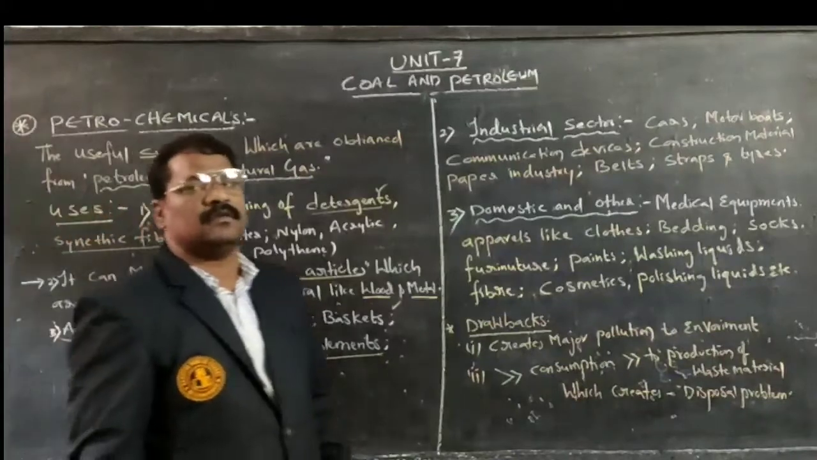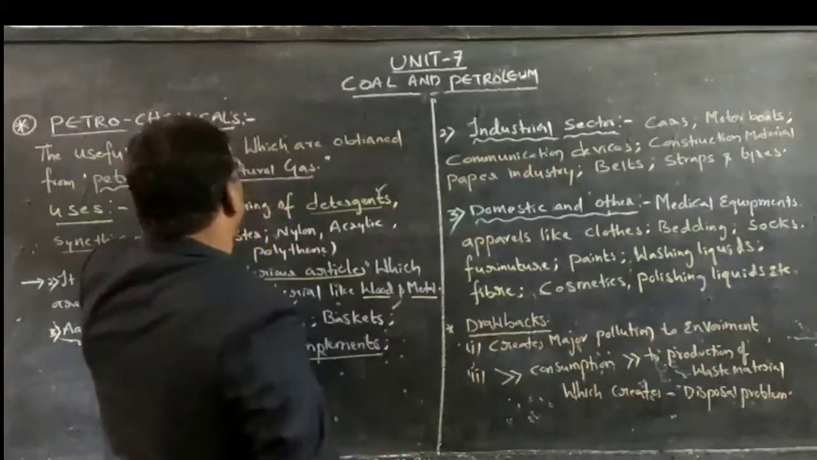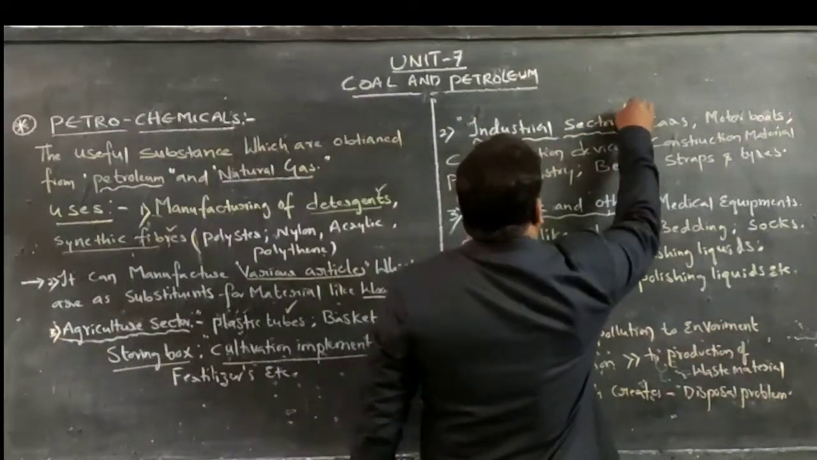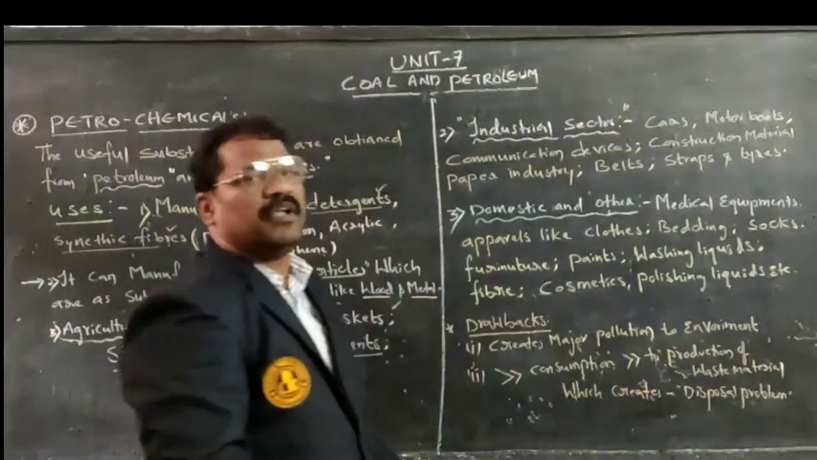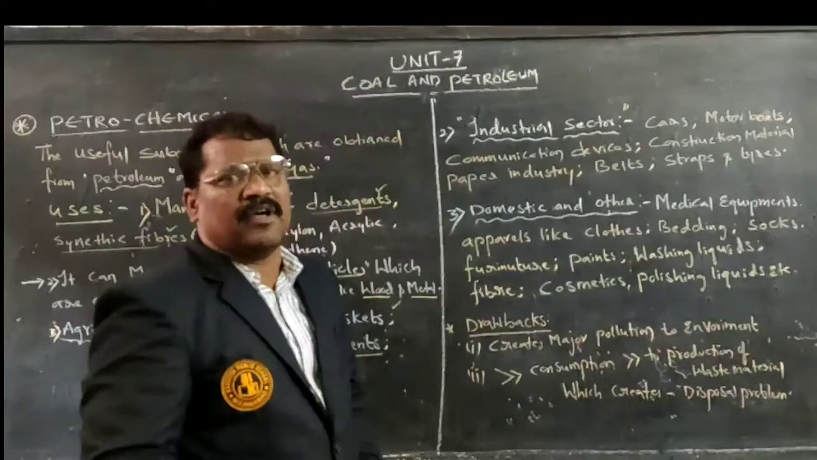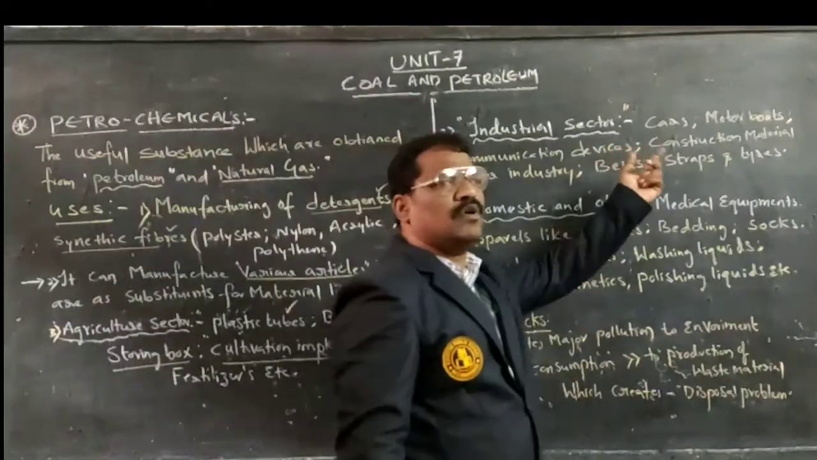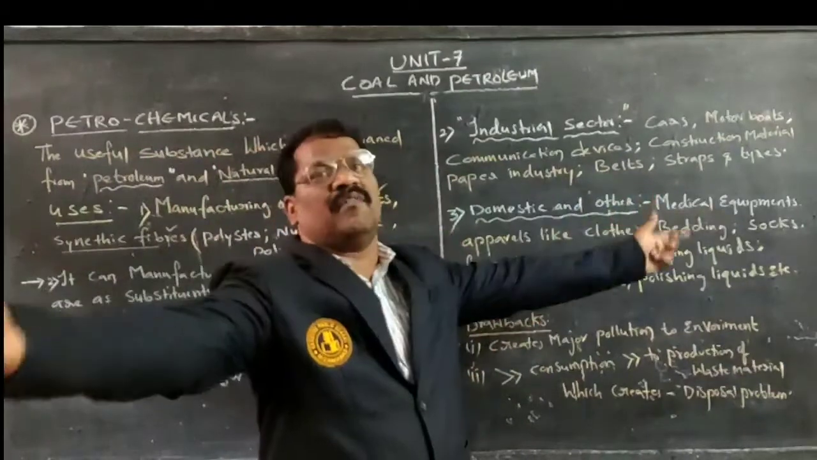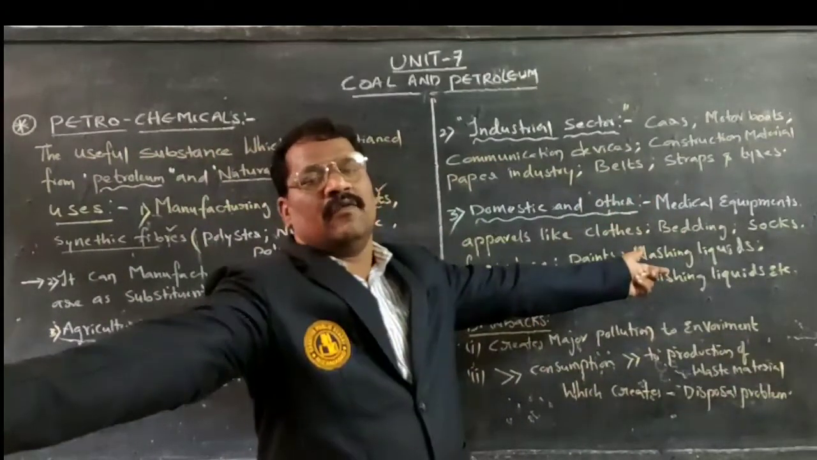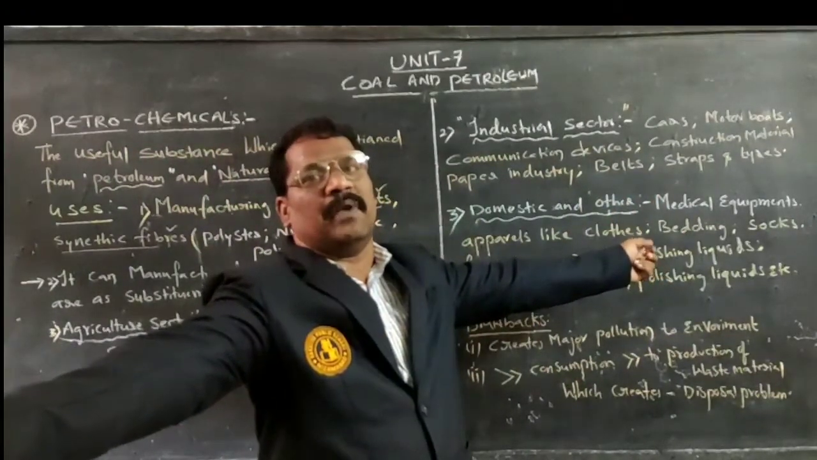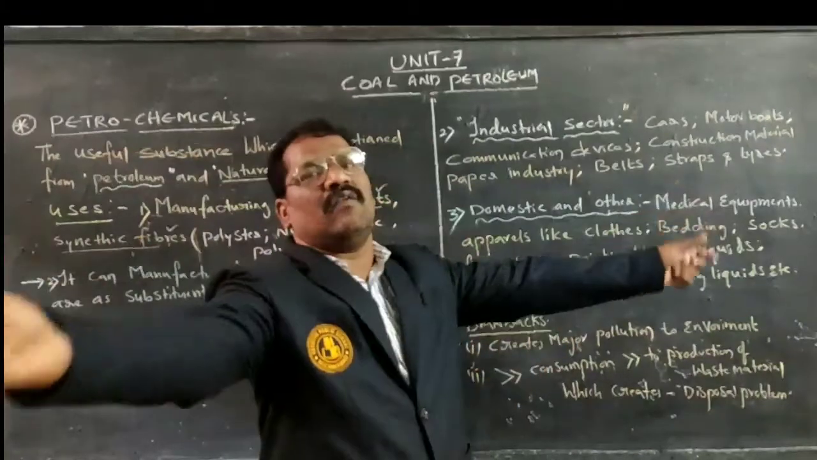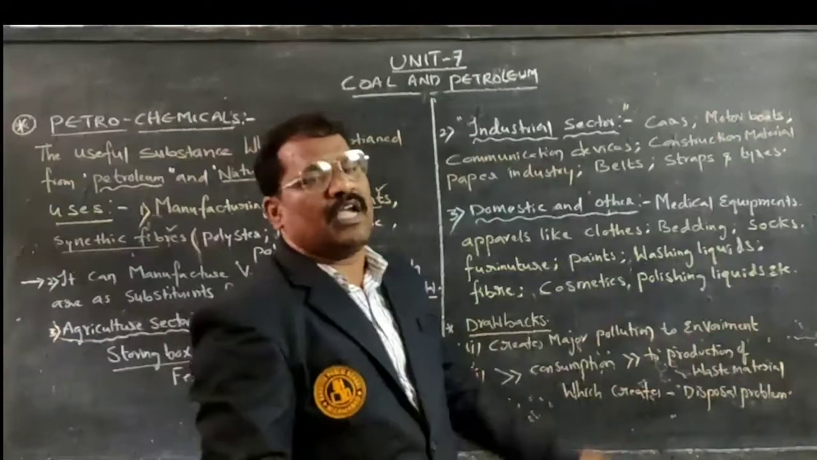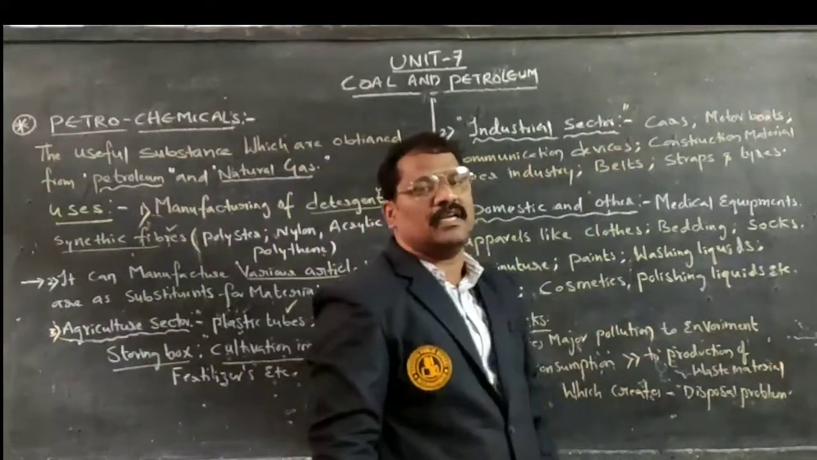Similarly, petrochemical substances can also be useful in our industrial sector. For what purposes? Manufacturing of cars and motorbikes. The outward shape of the car nowadays, what are we least using? Metals. Only the outward cover is maximum; for the front face of the car, to get a good design, petrochemical substances are used.